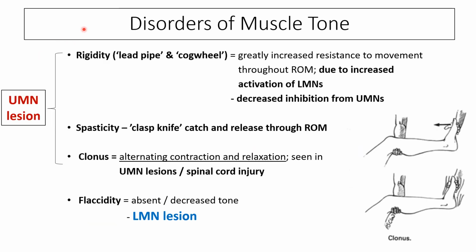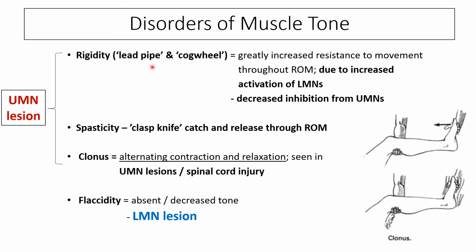A little more detail concerning disorders of muscle tone. So what's associated with upper motor neuron lesions? Remember, you're going to see hypertonicity of muscle tone with upper motor neuron lesions. Examples of hypertonicity are rigidity, spasticity, and clonus. And I'll post some videos within Blackboard to illustrate these different types of hypertonicity.